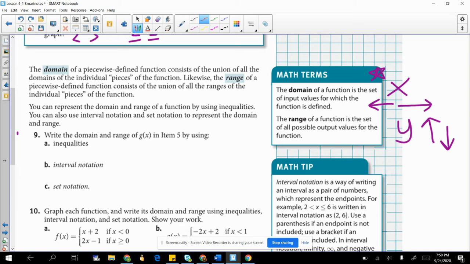So let's go ahead and write this in the 3 different notations that we'll be talking about. So we have inequality, which will look like this.